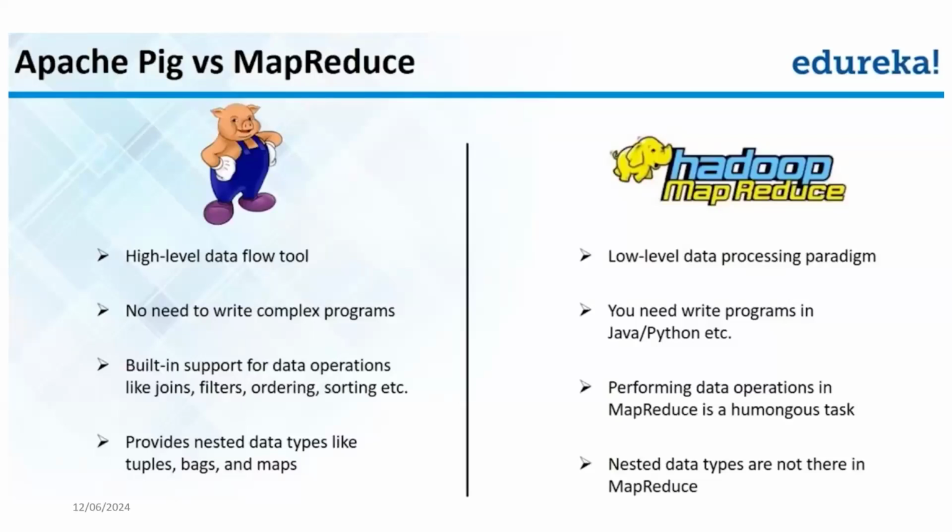But then again, in Hadoop, the data operations are done in MapReduce. And then Pig also supports nested data types, which are not available in MapReduce, just to compare the two.